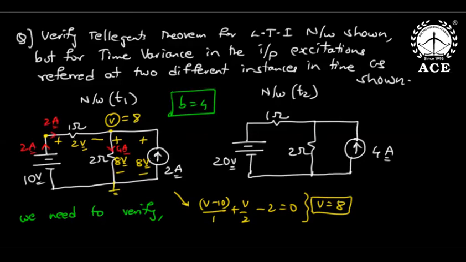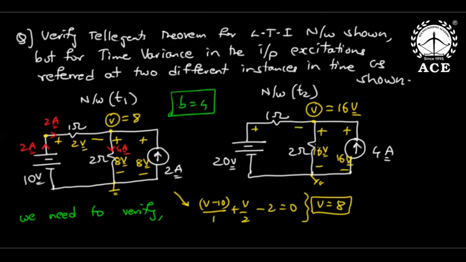Now see the next network. In this network, voltage sources have doubled, so the node voltage will also double. Suppose I take a reference, then this V is automatically how much? 16 volts. You can write the equation: (V minus 20) by 1 plus V by 2 minus 4, you will get 16 volts only. So this is 16 volts, and this is also 16 volts. Now if this is 20, this is 16. This has to be how much, sir?